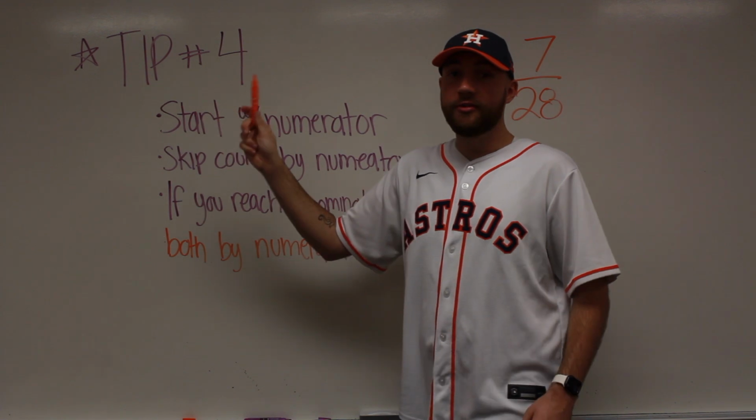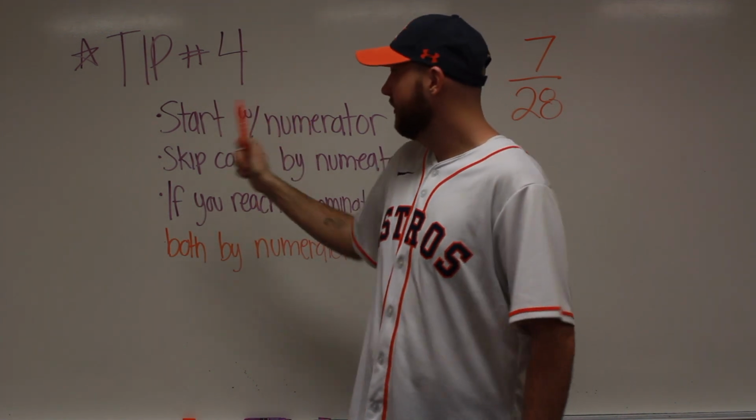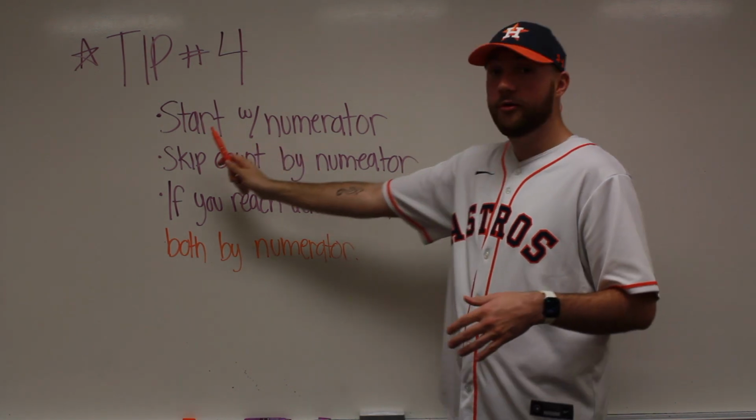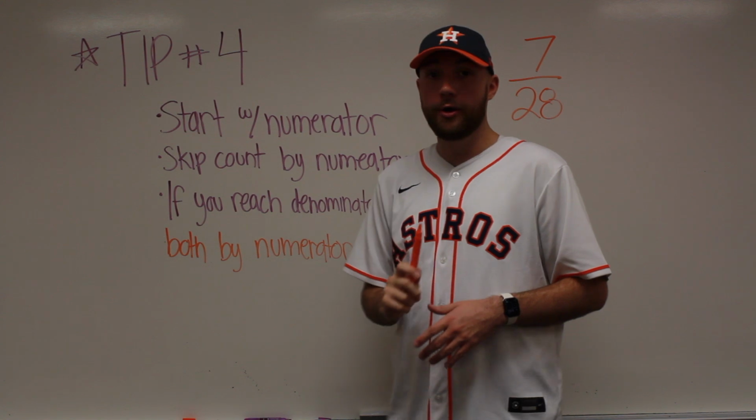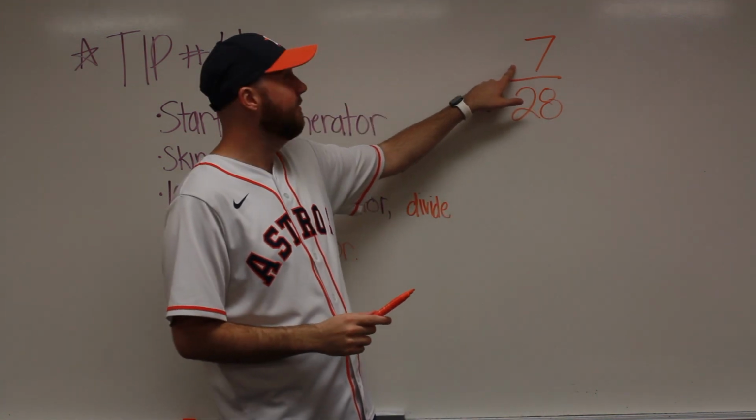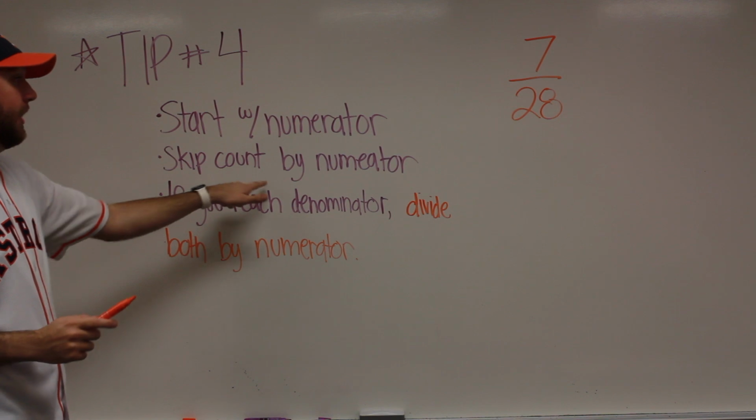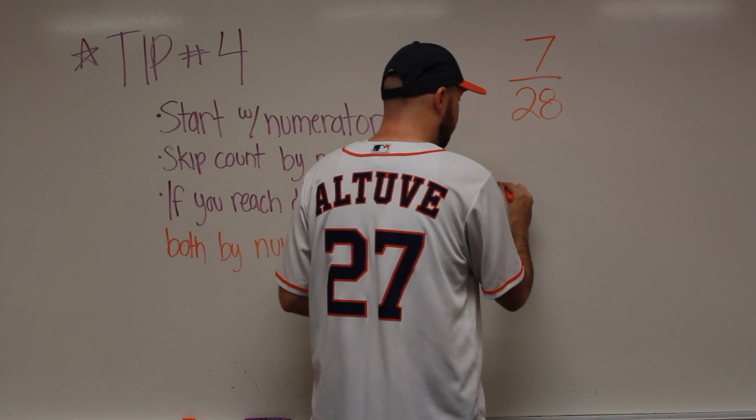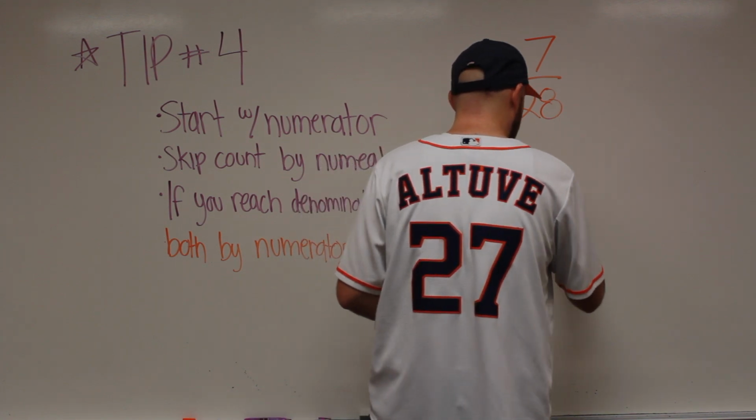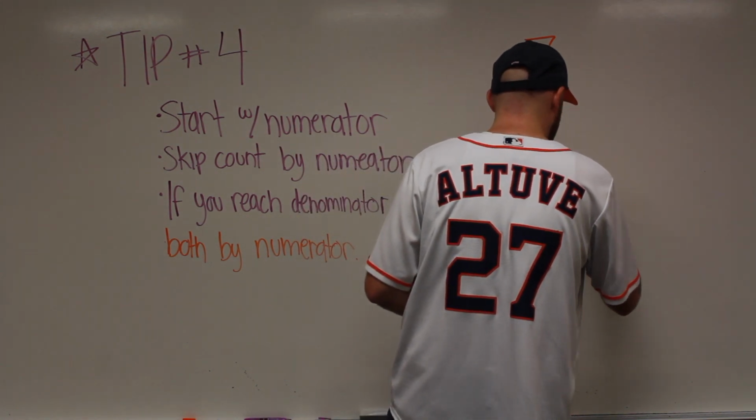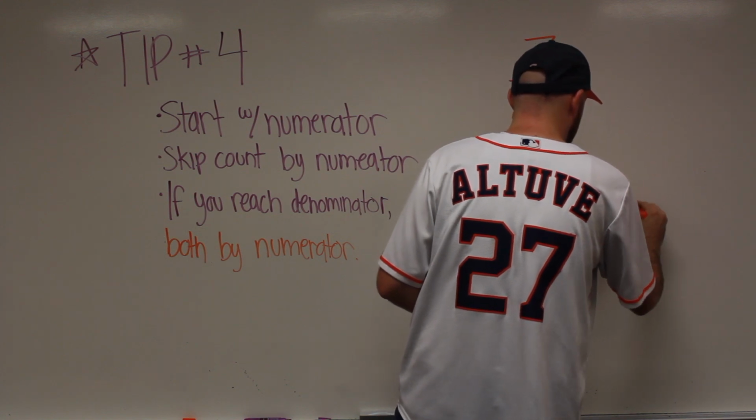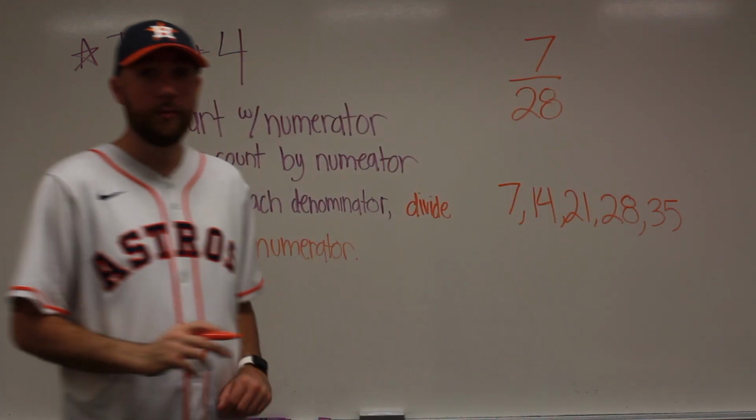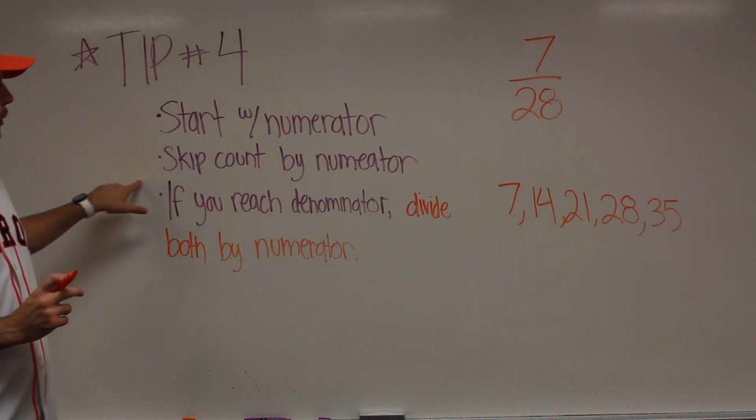Okay, tip number 4, this is another go-to for me. This one has multiple steps. It's not just looking at the end of the number. So our first step is that we are going to start with our numerator. Our numerator is the top number, that's 7. It says skip count by your numerator. So I'm going to skip count by my numerator: 7, 14, 21, 28, 35, and I'm going to just stop there. I can keep going, but we're going to stop for now, just for the purpose of this one.